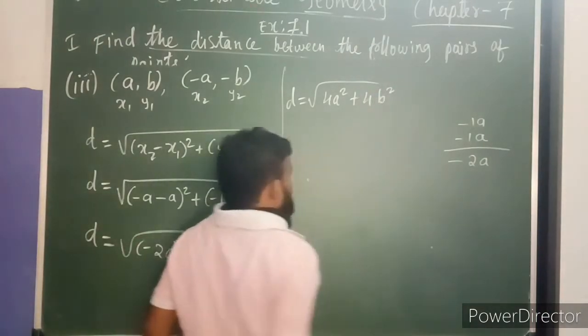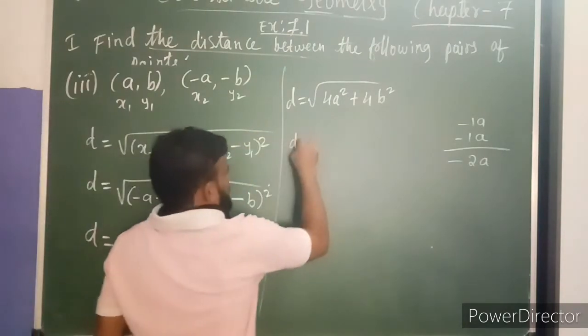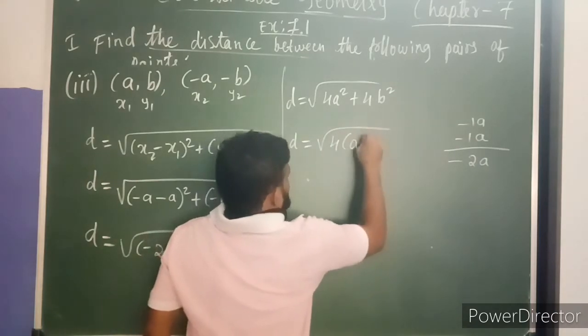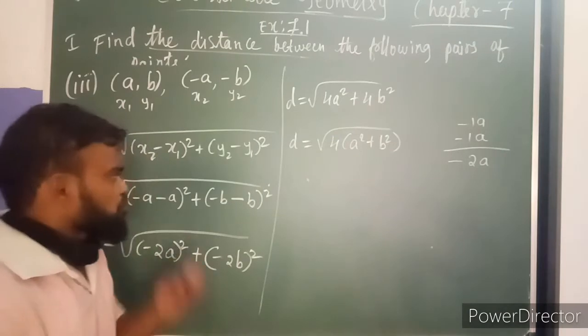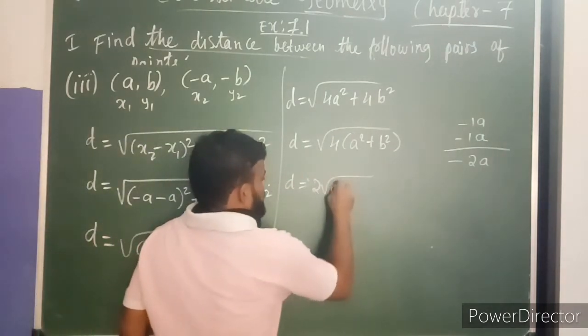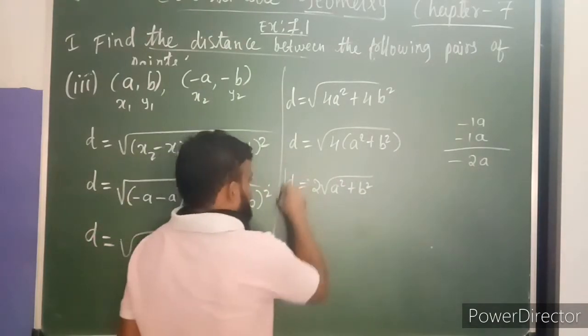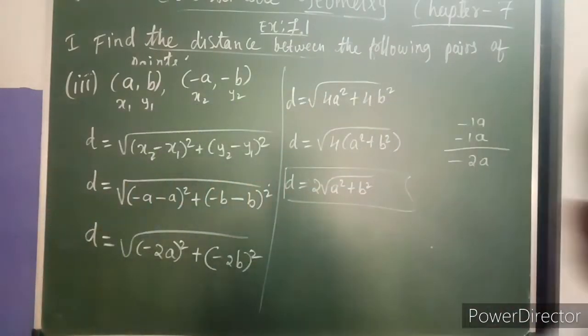4b square. Right? And what is the common in both? We have to take b is equal to 4 times a square plus b square. Right? We have taken the common. Square root of 4, what is the square root of 4? And d is equal to under root a square plus b square. This is the final answer of that one. Write it down.